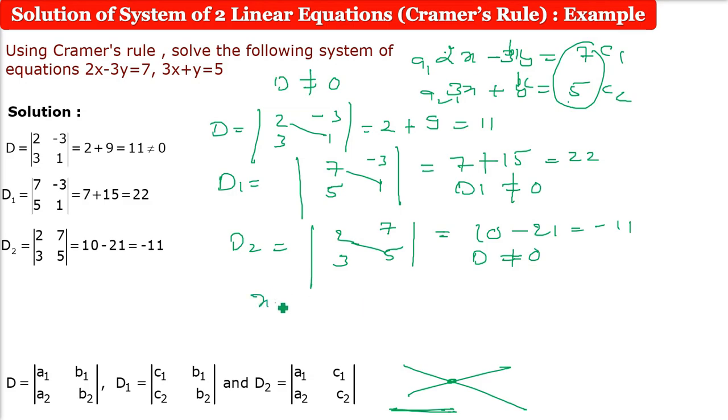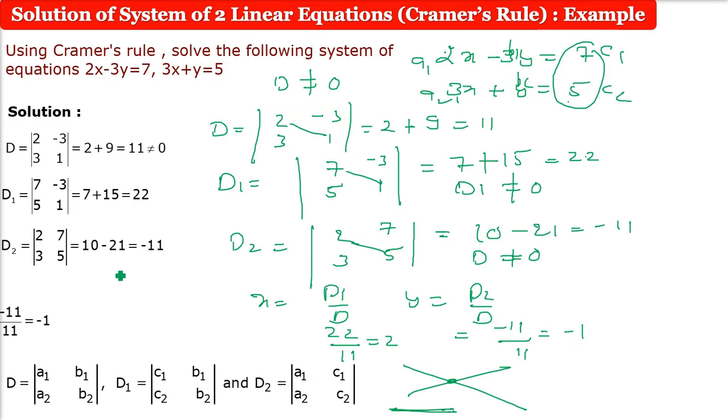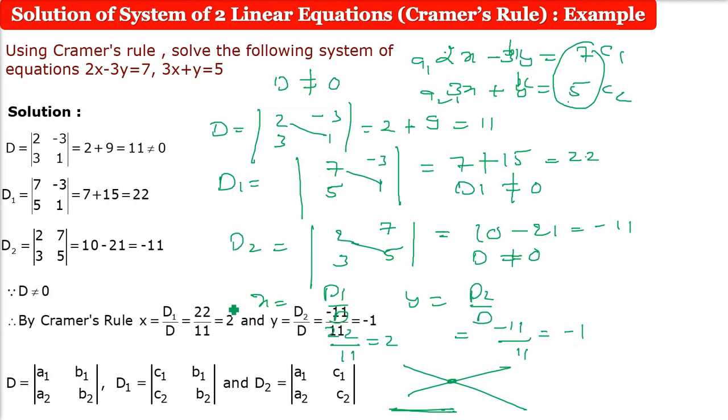So x will be d1 by d, and y will be d2 by d. d1 is 22, d is 11, and d2 is negative 11. So you get 2 here and negative 1 here. So when you solve this by Cramer's rule, x becomes 2 and y becomes negative 1.